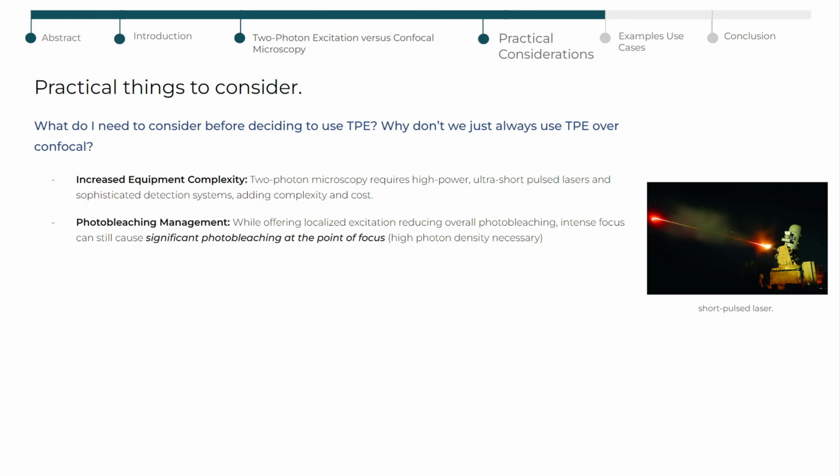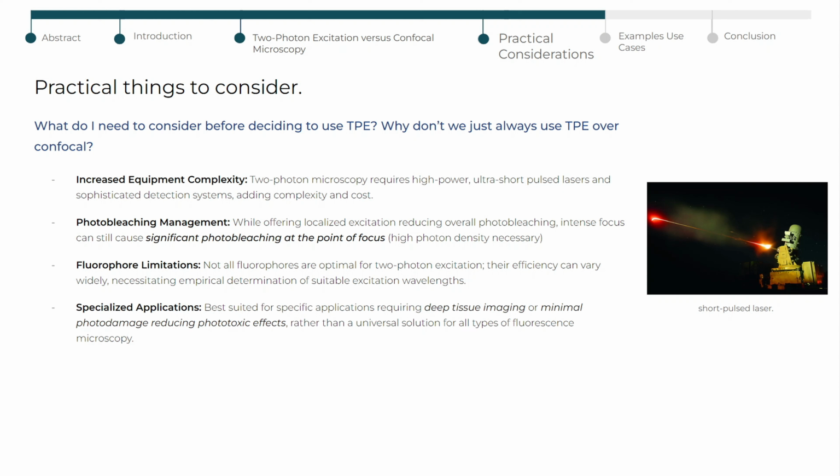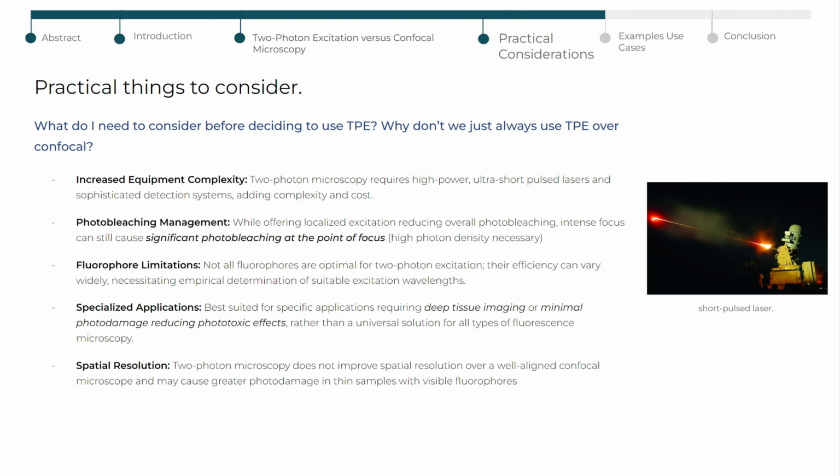Other than that, not all fluorophores are optimal for two-photon excitation. Their efficiency can vary widely, necessitating empirical determination of suitable excitation wavelengths. So it's best suited for specific applications requiring deep tissue imaging or minimal photo damage, reducing phototoxic effects, rather than a universal solution for all types of fluorescence microscopy. Finally, TPE does not improve spatial resolution over a well-aligned confocal microscope, and may cause greater photo damage in thin samples with visible fluorophores.